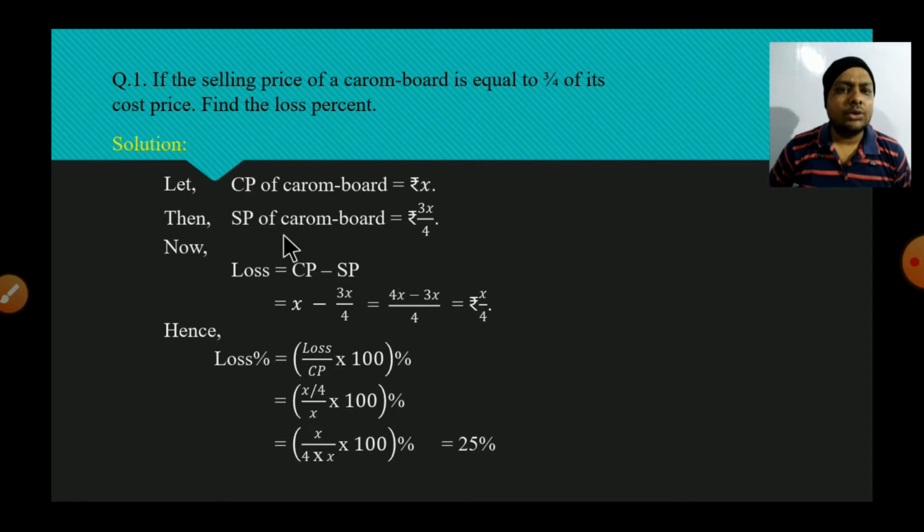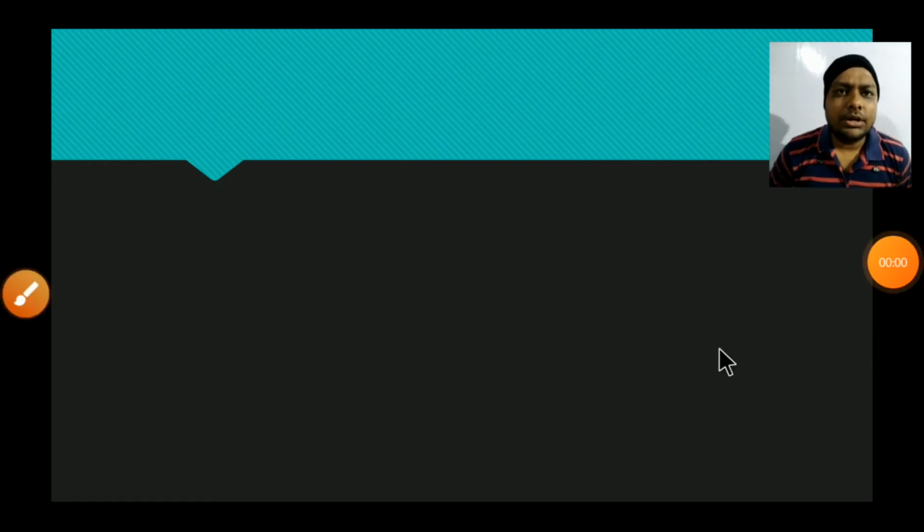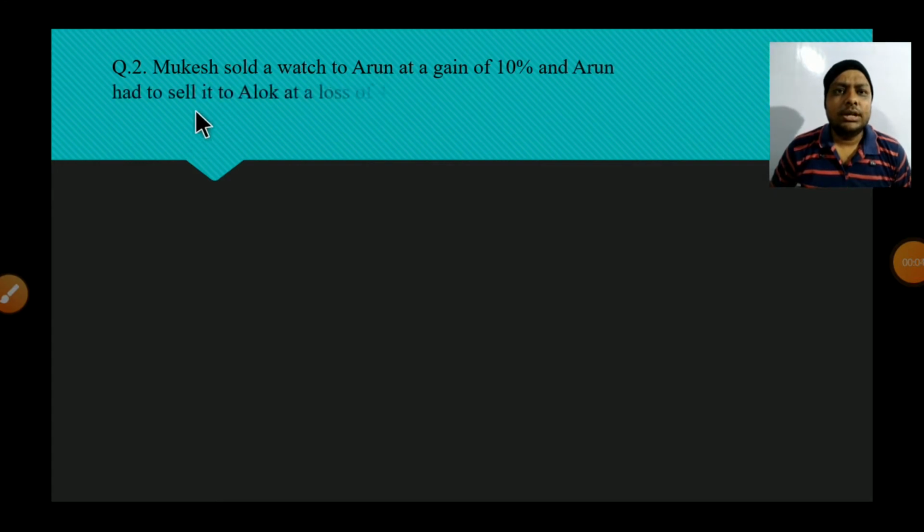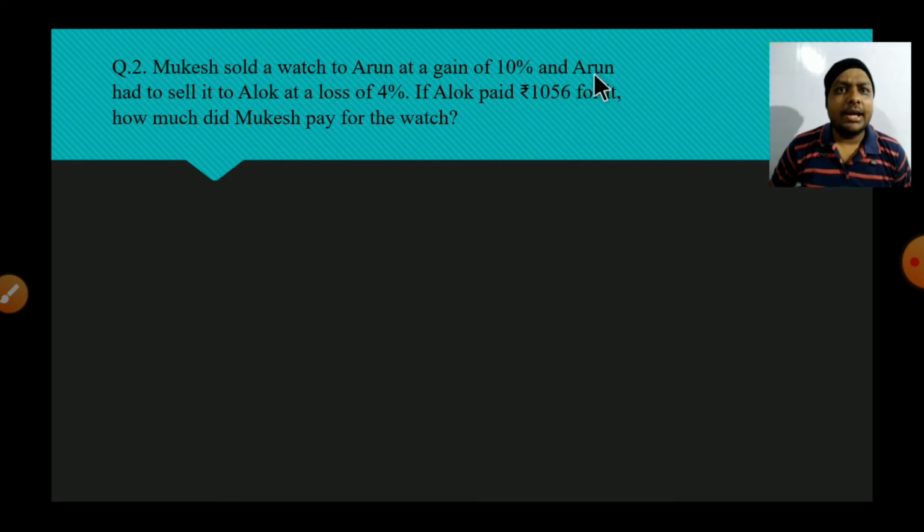Okay, now students, let's move to the next question. Now students, here is question number 2. The question says that Mukesh sold a watch to Arun at a gain of 10%, and again Arun sold it to Alok at a loss of 4%. If Alok paid rupees 1056 for it, we have to find how much Mukesh paid for the watch. It means that we have to find the CP of the watch for Mukesh.